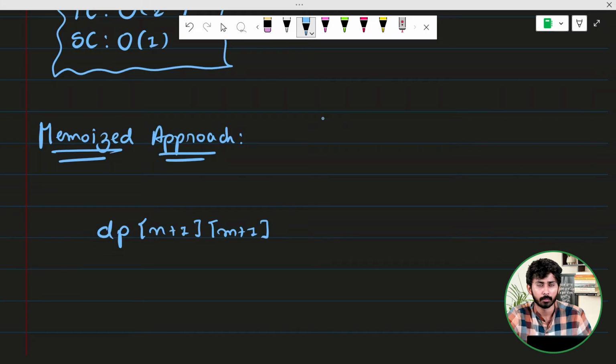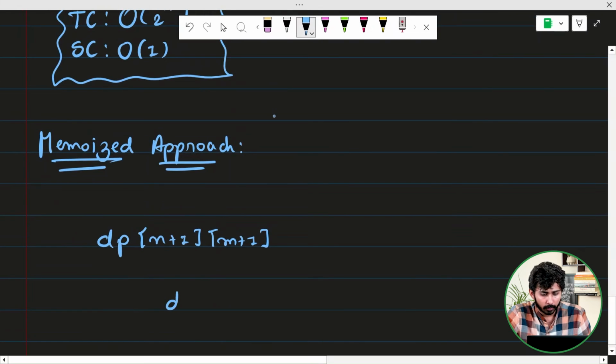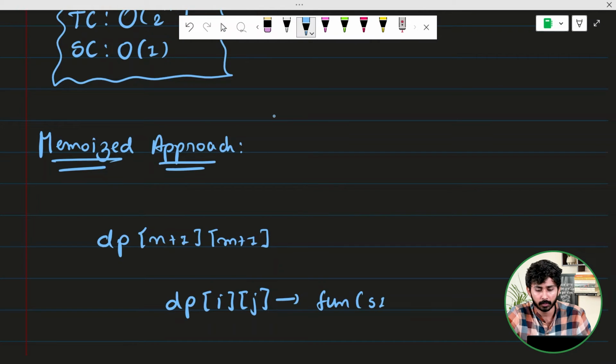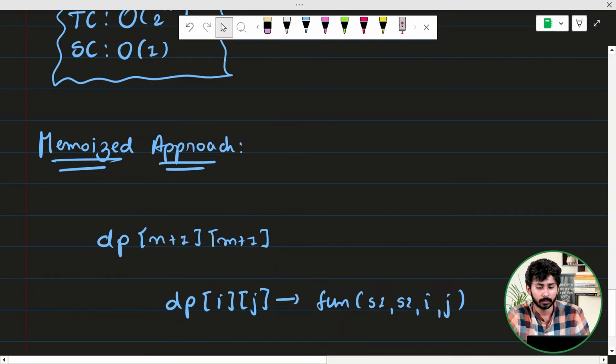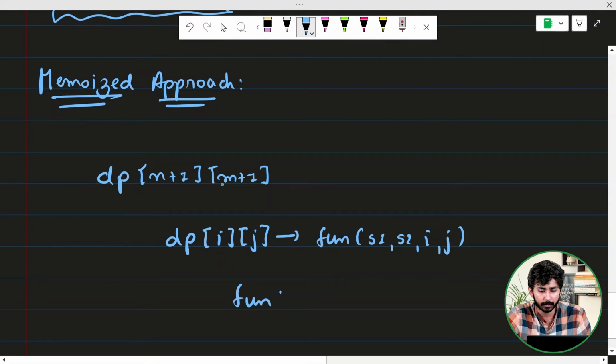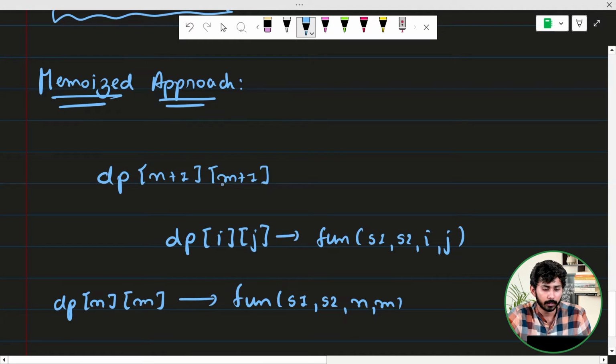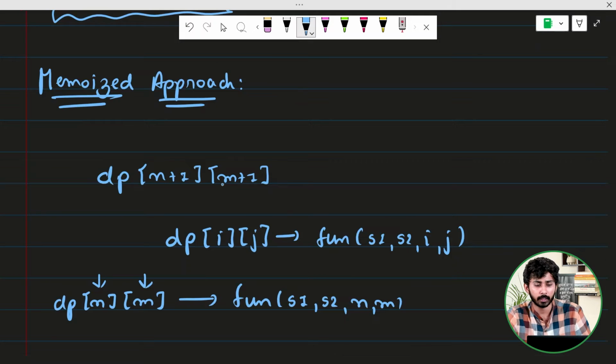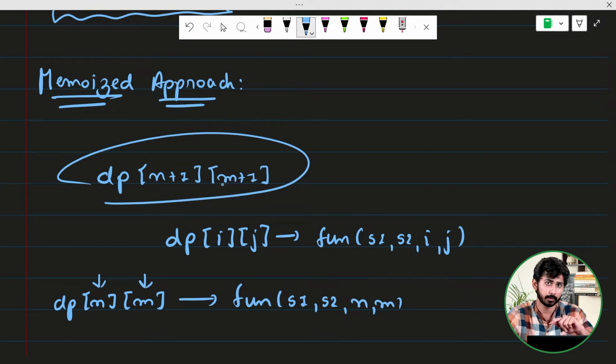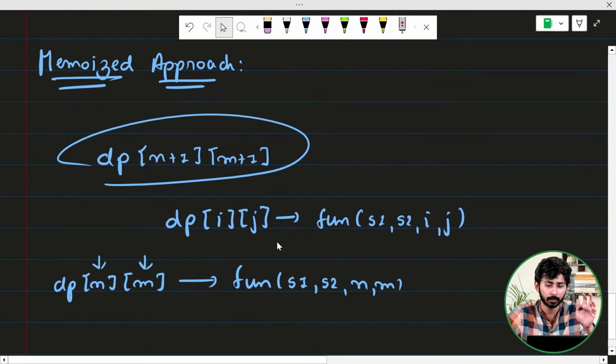Why? Basically, DP of what? DP of i comma j. Basically, it stores the answer for some function for S1, S2, i comma j. Okay. So the initial problem is what? Function of S1, S2, n and m. So I need DP of what? DP of n comma m is required for that. These are the indexes, n index, m index. So I need the size to be what? N plus 1 and m plus 1.